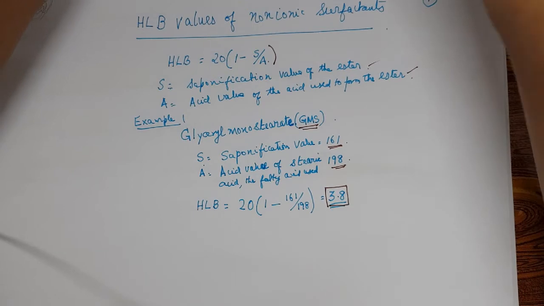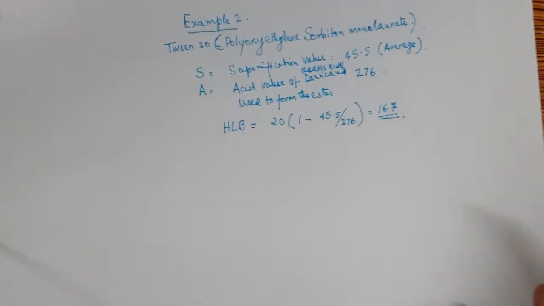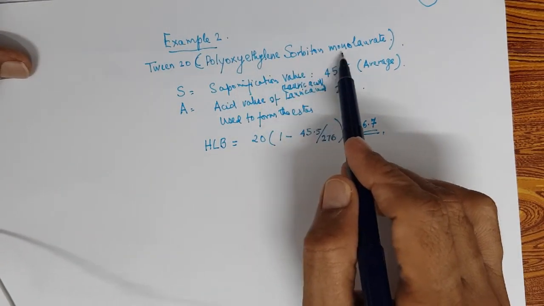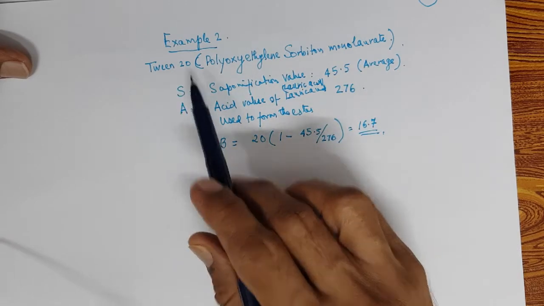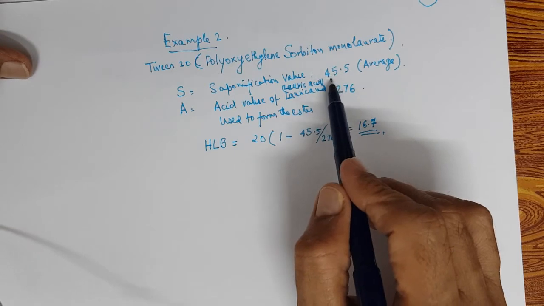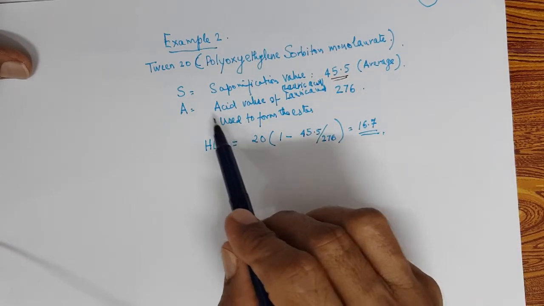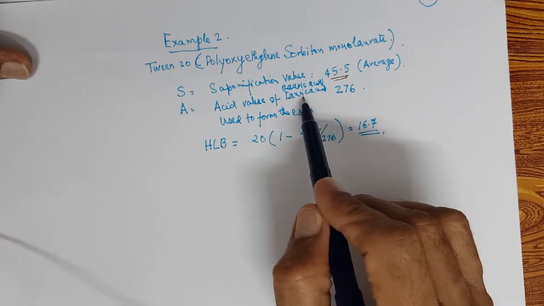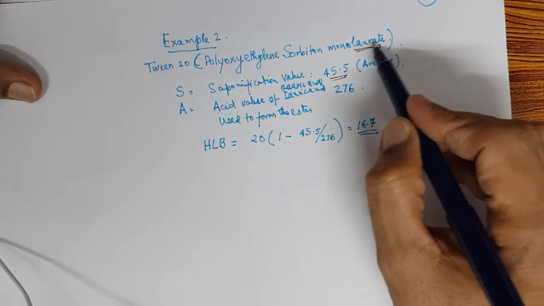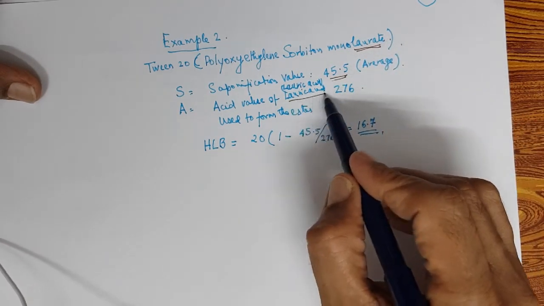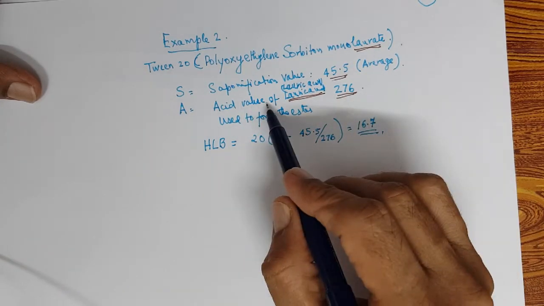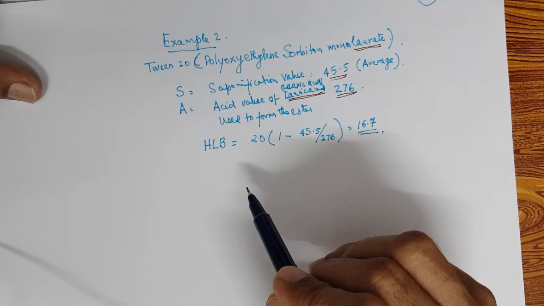So example 2: this is polyoxyethylene sorbitan monolaurate, that is Tween 20. Here the saponification value is 45.5, that is the average saponification value. Lauric acid is used here. The acid value of lauric acid is 276.